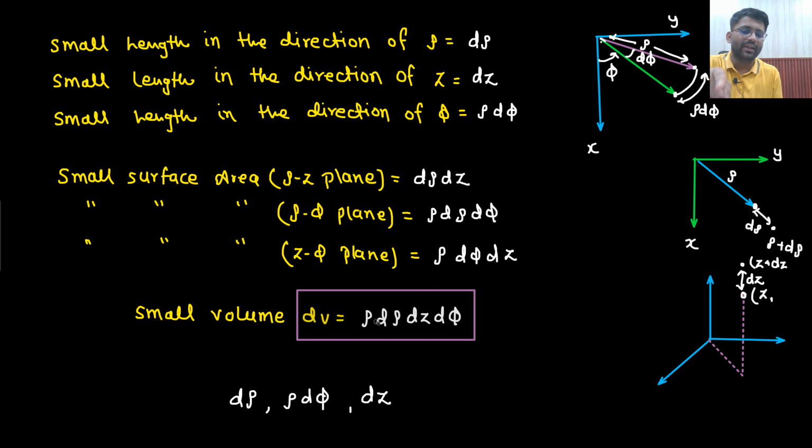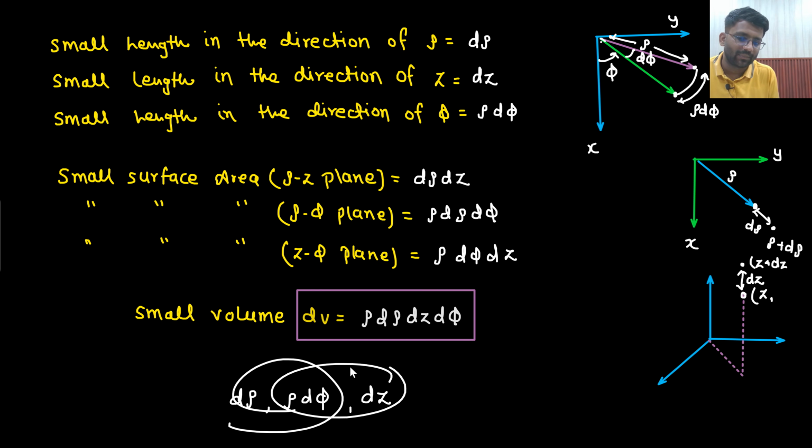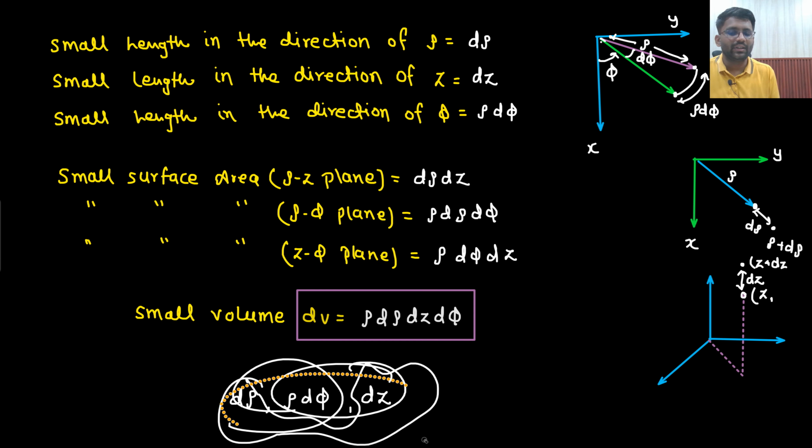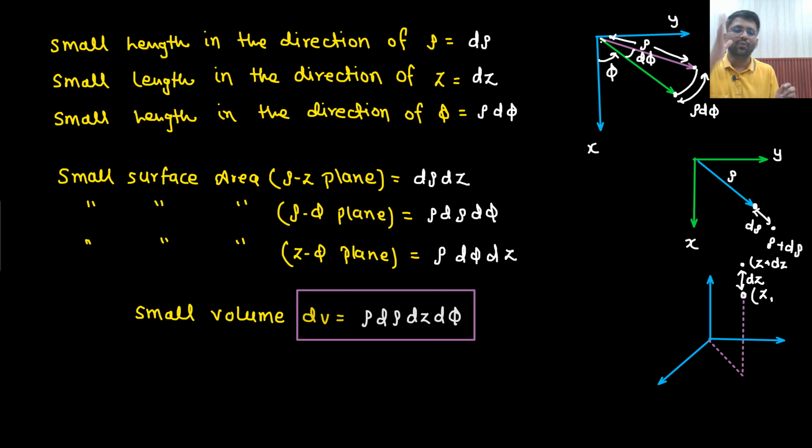If I ask you about the surface area, will you be able to write it down? Yes, sir. In this plane, the surface area would be this much. Otherwise, this will be the surface area. In that manner, you will be able to write down the surface area as well. The only thing you need to know is how I move. In the direction of rho, d rho. In the direction of z, dz. In the direction of phi, rho d phi.